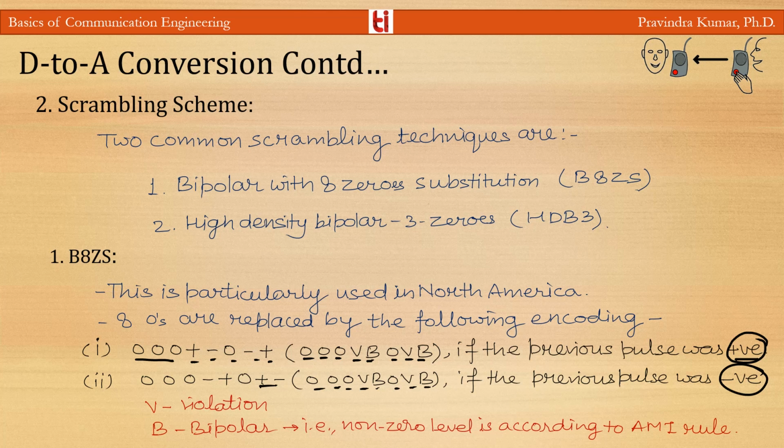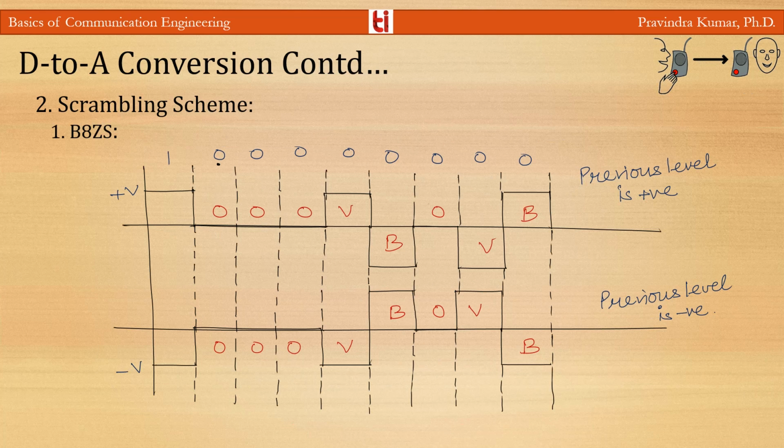When it is 8 or more, the 8 zeros are replaced by this code. In this example there are 8 zeros after a 1, 1 0 0 0 0 0 0 0. Here the previous level is positive, so this is replaced by 0 0 0. Now the AMI rule is violated, so there should be minus, but we start with 0 0 0 plus minus 0 minus plus.